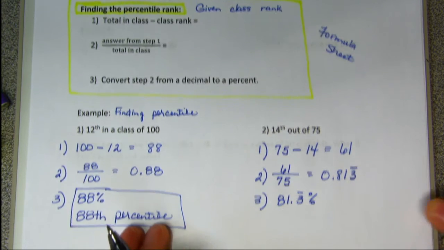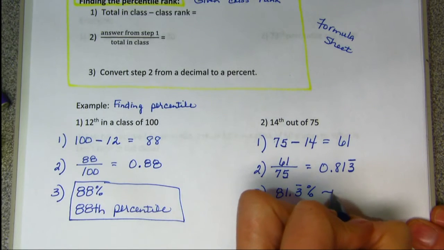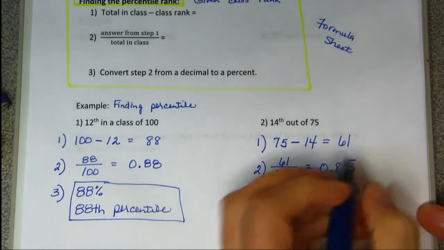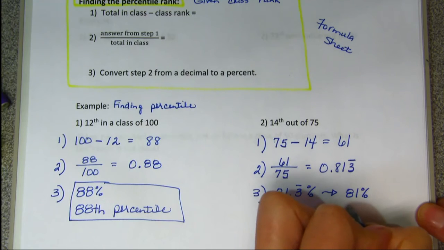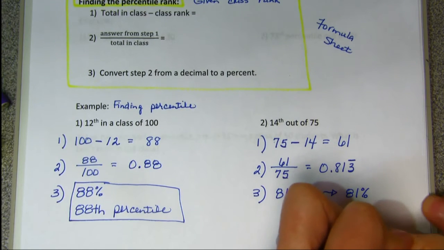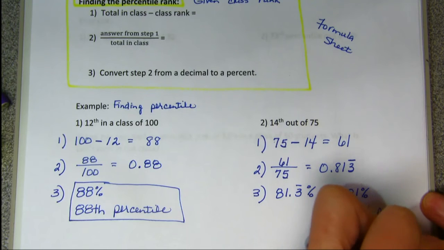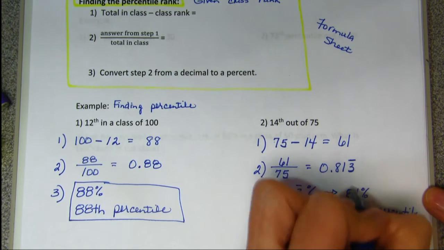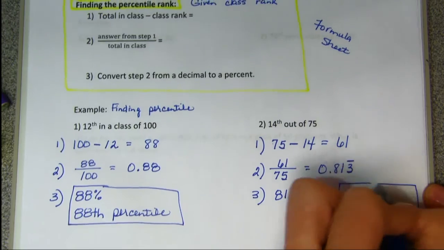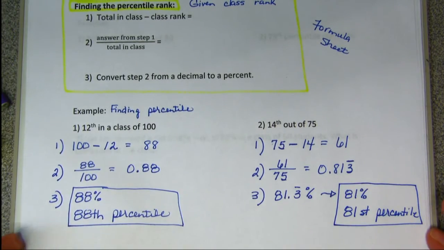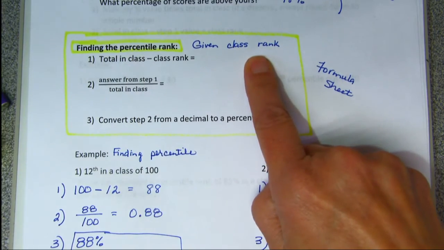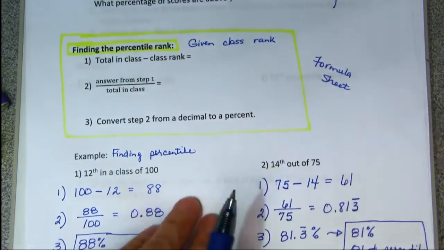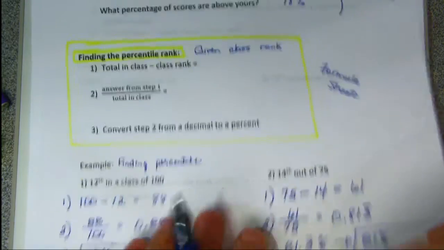Now we're going to go ahead and look at that as the nearest percent. So it would be 81%, or the 81st percentile. So if you'll just follow those steps, but what you have to pay attention to is, what is it asking me to find? What did they give me? That will help you determine which steps to use.